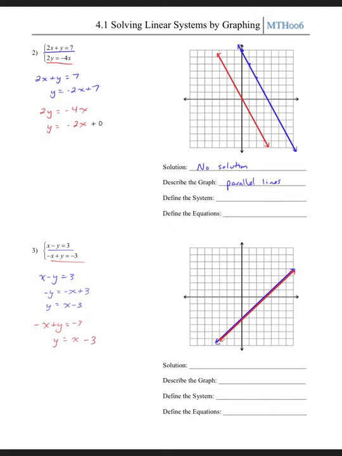Again, we'll come back to the next two things. Now, in this last one, since we had the same exact equation here, we're coming out to getting the same exact line. So what that means is every single ordered pair would be a solution to both equations. So for the solution, we're just going to say that there is an infinite number of solutions. We can't list them all here because there's an infinite amount. And to describe the graph, we say they have the same graph.